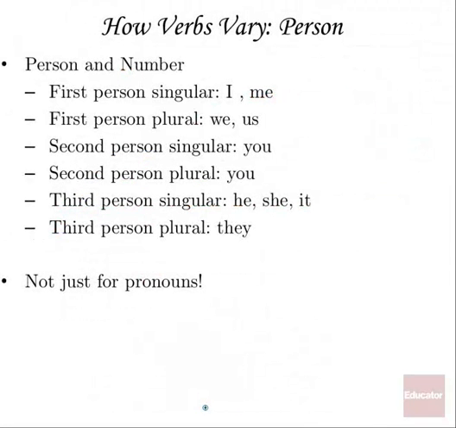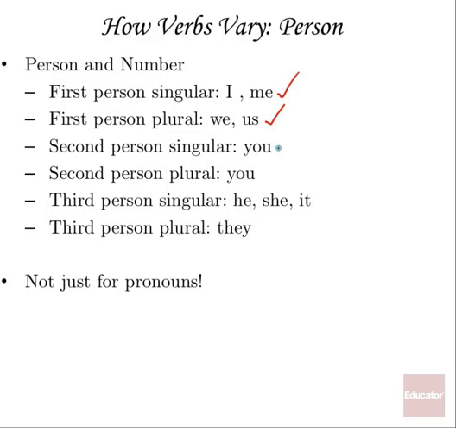All right. How verbs vary. We're going to start with person. Now, verbs vary according to the person that's performing the action and the number of people performing the action. So, first person singular is I and me. The way you remember this is if you are the last person on earth, you can say I am lonely. First person singular, I. First person plural, of course, would be we and us.